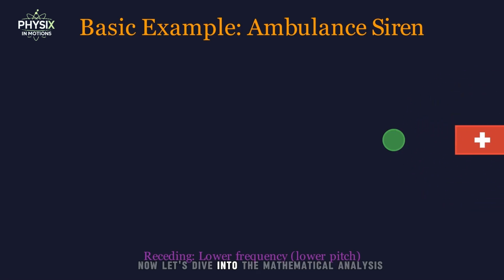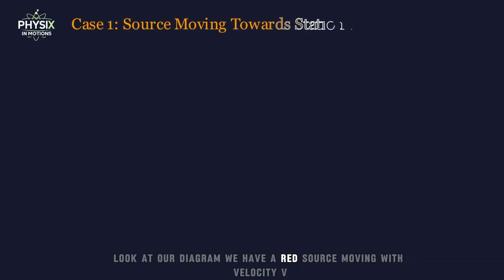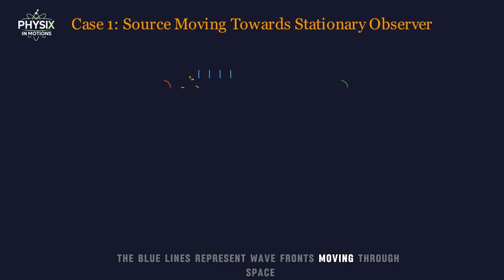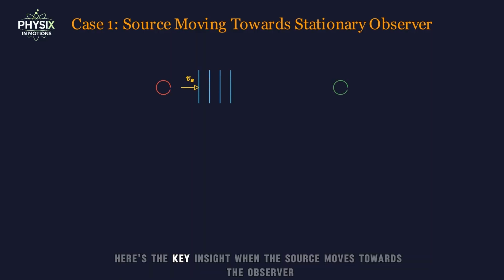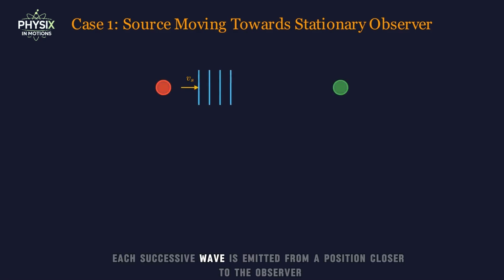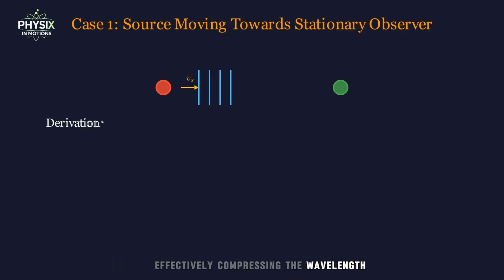Now, let's dive into the mathematical analysis. We'll examine 4 distinct cases, starting with case 1, source moving towards a stationary observer. Look at our diagram. We have a red source moving with velocity vs towards a green stationary observer. The blue lines represent wavefronts moving through space. Here's the key insight. When the source moves towards the observer, it's literally chasing its own waves. Each successive wave is emitted from a position closer to the observer, effectively compressing the wavelength.